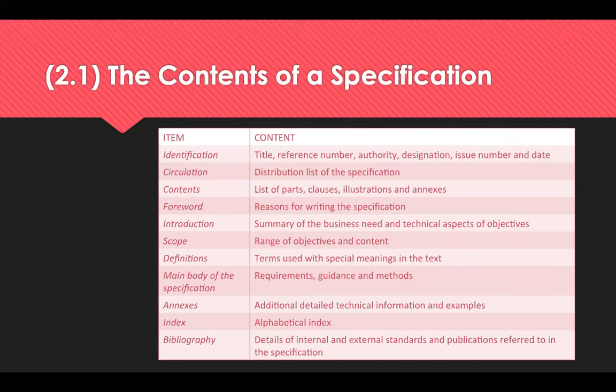The annexes, like additional technical information or examples or drawings. An index, which might explain the definitions. And a big bibliography, which happens when you're referring to other authors and stuff like that, or other external standards or publications.